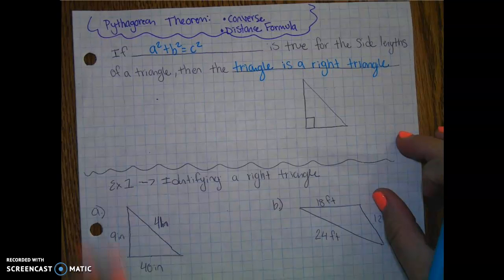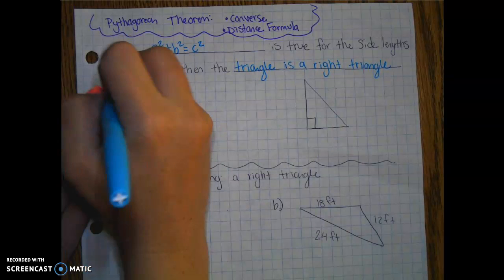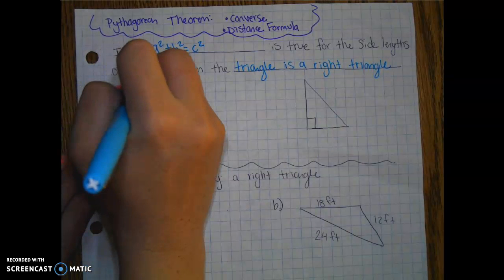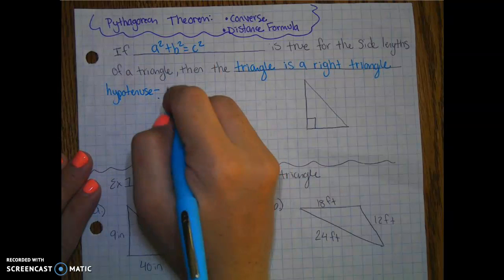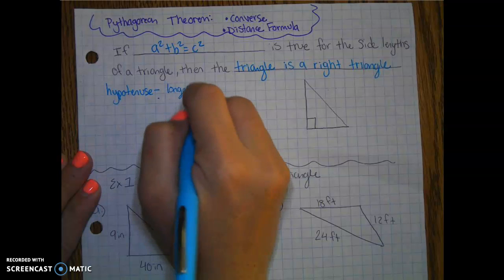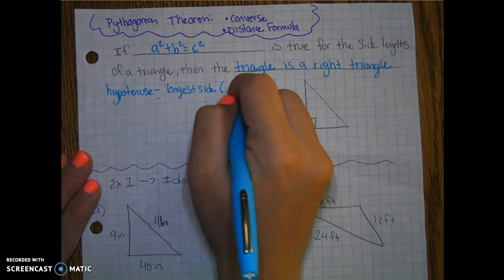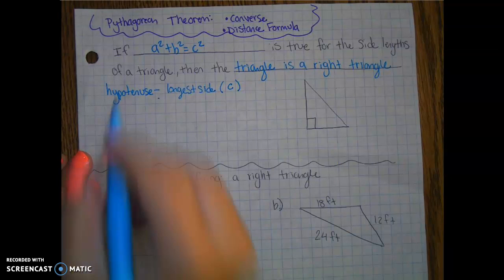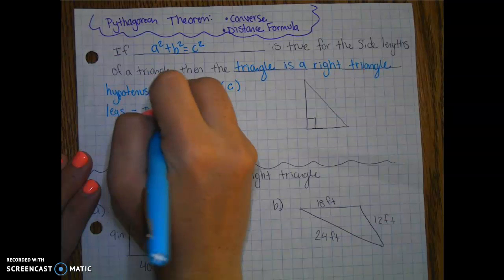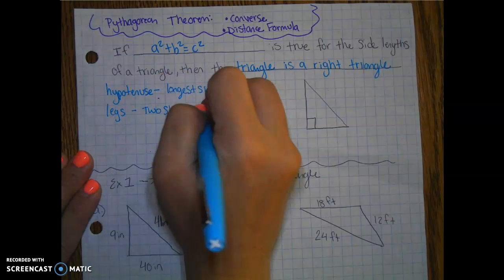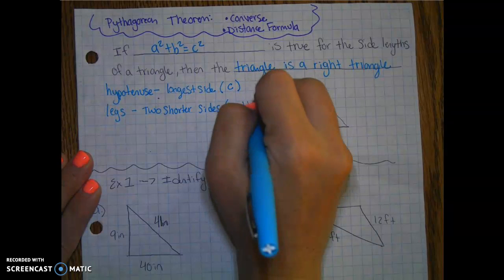Okay, so let's look at our triangle here. Let's review some vocab. Our hypotenuse is the longest side, is our C as well, but it's the longest side. Which is also known as the letter C. And our legs are the two shorter sides, which would leave it as A and B.